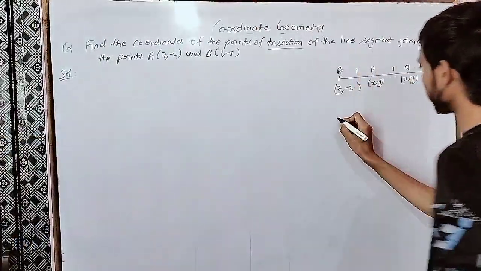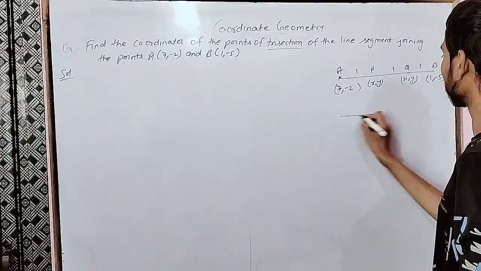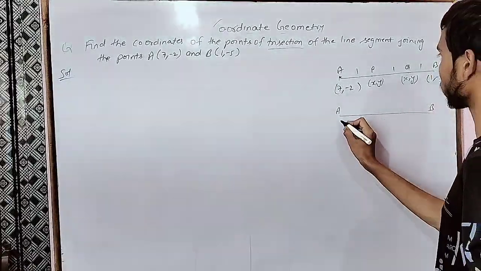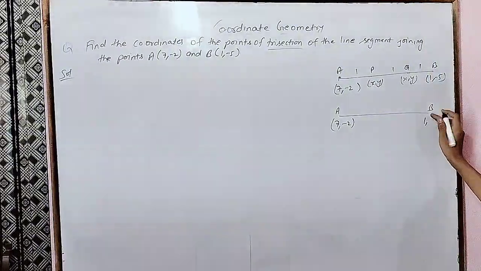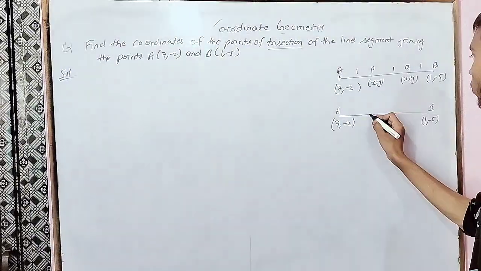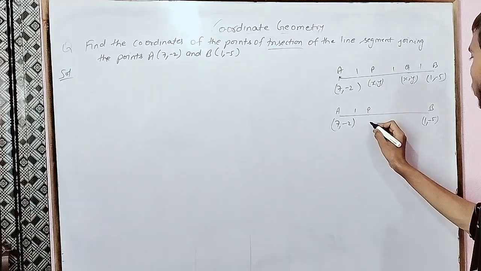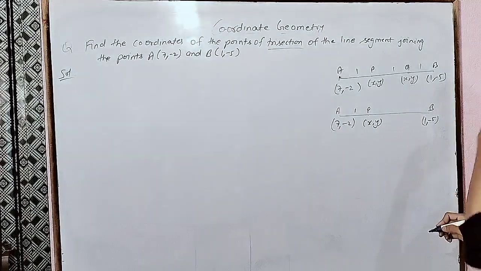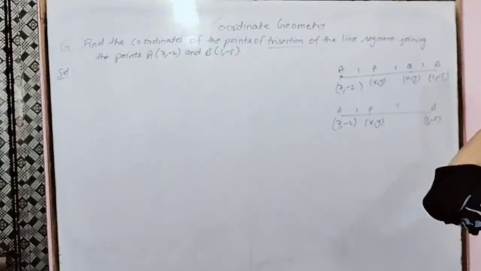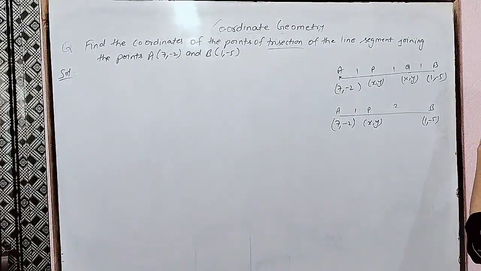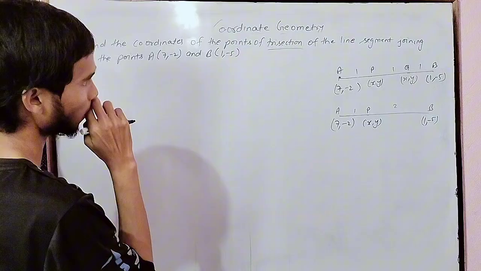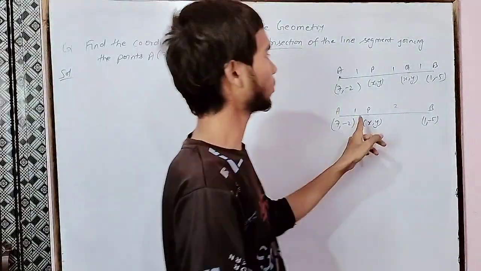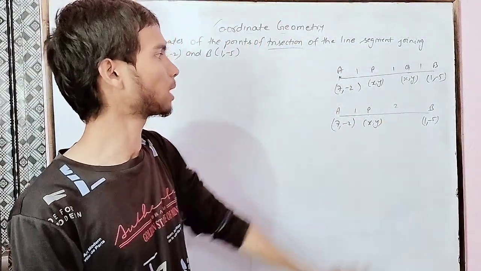So we have A, B. A is 7 comma minus 2, and B is 1 comma minus 5. This is x comma y, and these are 2 units. This is PB. Now m1 is 1 and m2 is 2. We can apply the section formula.